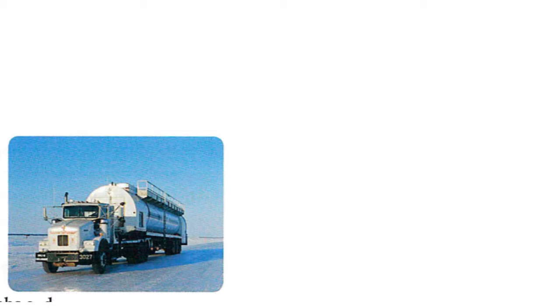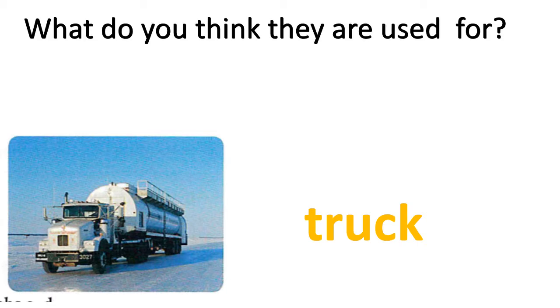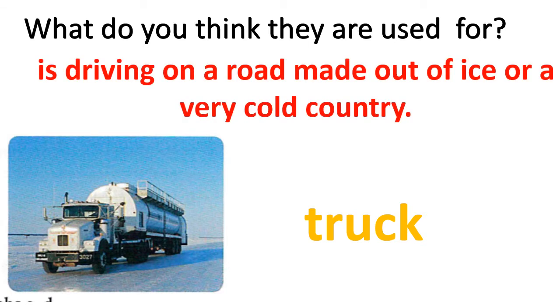Can you tell me now what can you see in this picture? Do you know this one? Exactly, it's a truck. Well done. Can you now tell me what do you think they are used for? We use trucks for what? Yes, for driving on a road made out of ice or in a very cold country. So you can use this truck in a cold country or on a road which is made of ice.